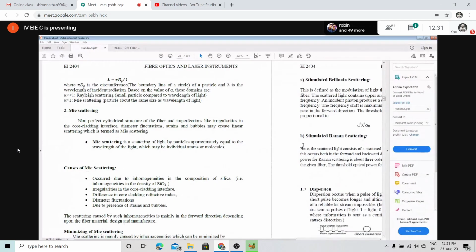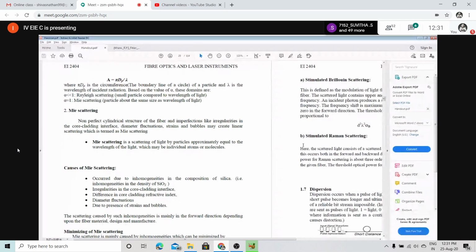Okay, and we also talk about the strains and bubbles during manufacturing. While we manufacture, if we find any bubbles present in the optical fiber cable, or any strains or constraints present in the making of the optical fiber, they will also correspond to what? Mie scattering. So this is the idea behind linear scattering losses.